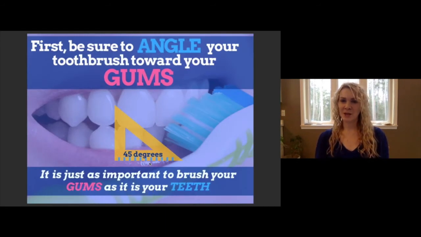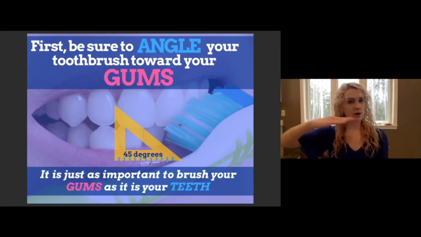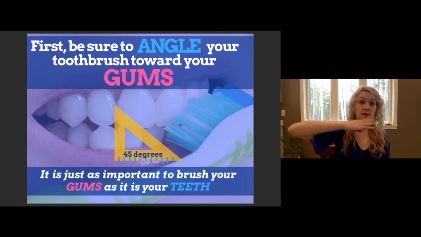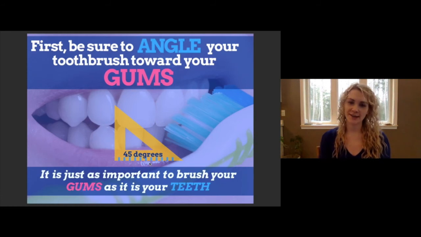So first, be sure to angle your toothbrush towards your gums. Remember, it is just as important to brush your gums as it is your teeth. That's why, as you can see in this picture, using a 45-degree angle to angle upwards towards the tooth and the gums when you're working on the top, or downwards towards the tooth and gums when you're working on the bottom teeth, that's essential in brushing your teeth correctly.